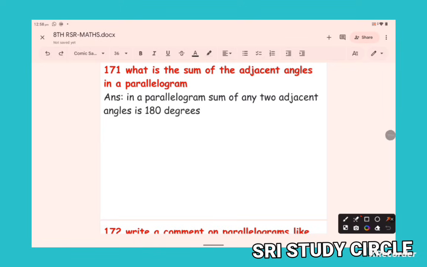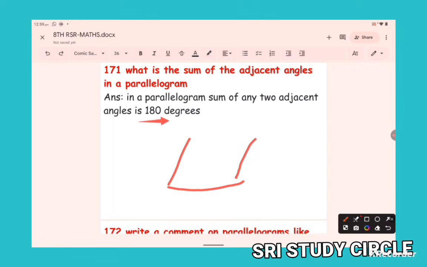Dear students, now question number 171. What is the sum of the adjacent angles in a parallelogram? Sum of any two adjacent angles of a parallelogram is equal to what, we know? So our answer is 180 degrees. The sum of any two adjacent angles of a parallelogram is equal to 180 degrees.